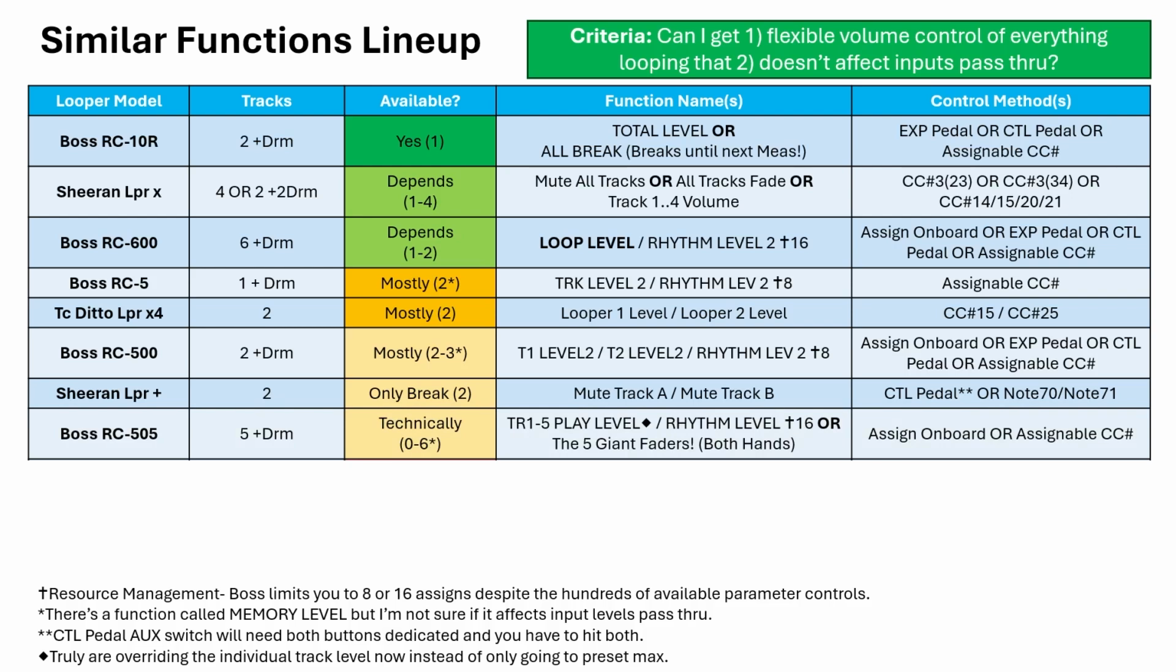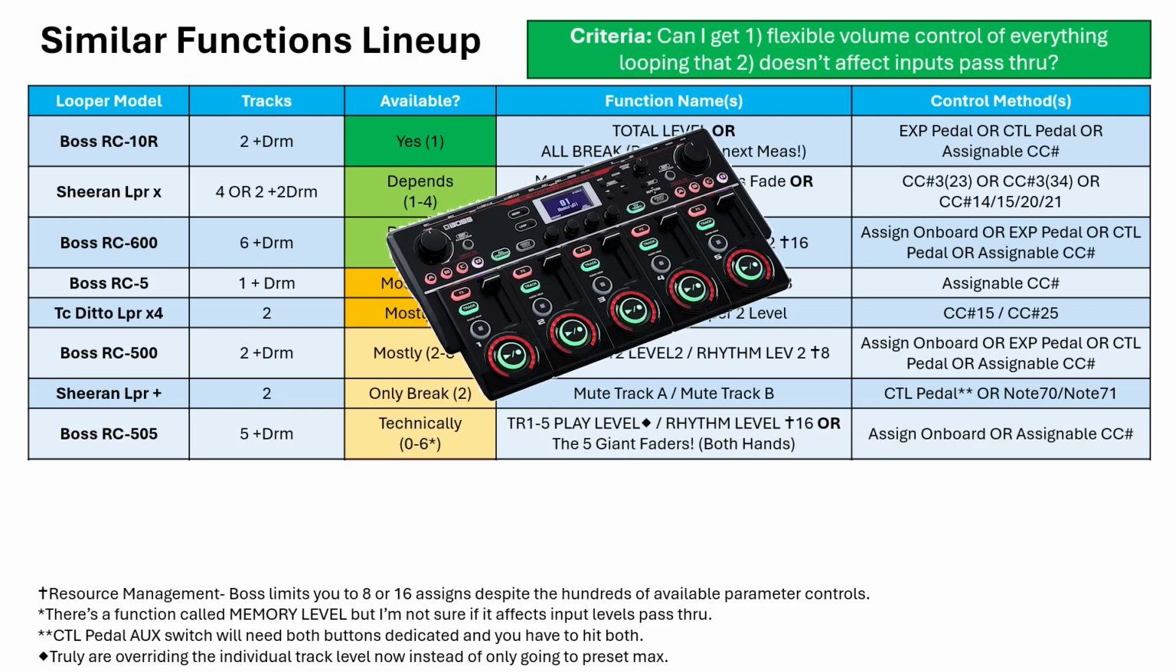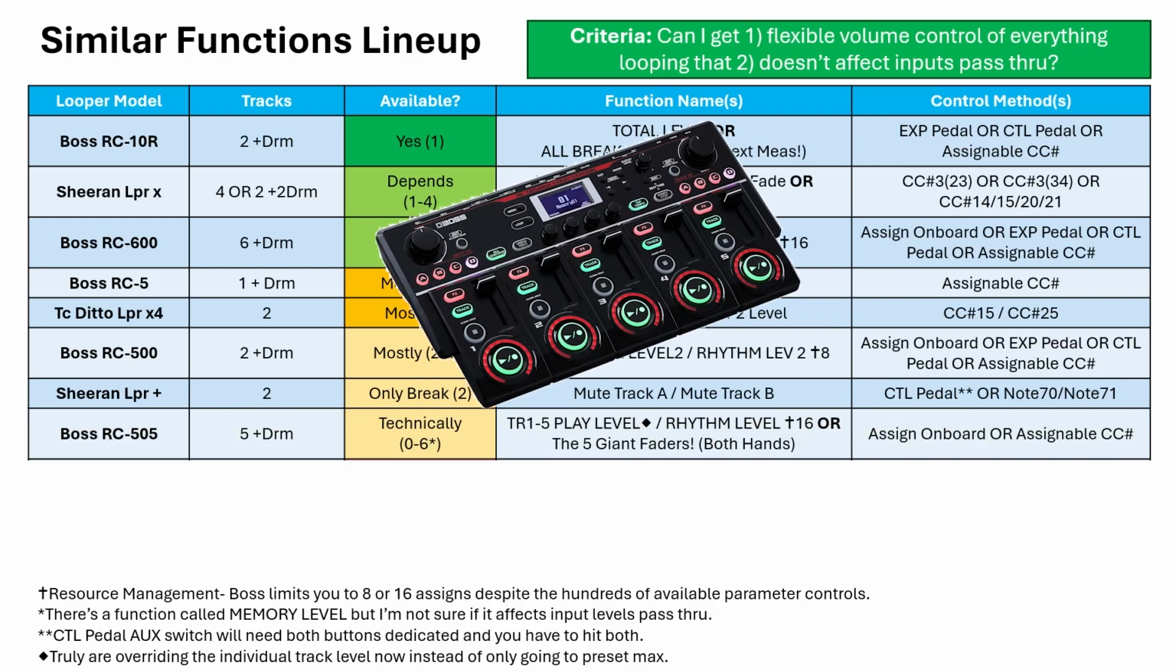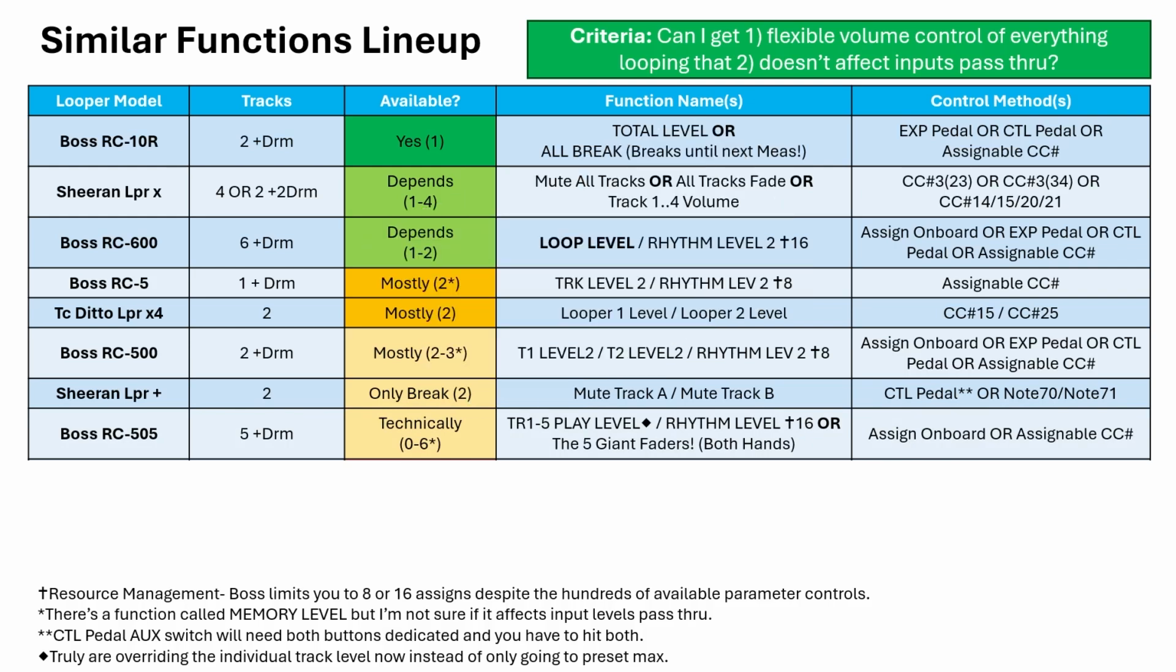Now, somewhat surprising for me was that the Boss RC505 doesn't have a lot of functionality here. It has 5 tracks plus a drum track, and it technically can do it. And I'll explain a couple different ways. So if you want to control all 5 of those tracks plus the drum track, the rhythm section, you've got to send 6 assigns. If you're the kind of person that's recording drums to one of the tracks, then maybe it's only 5. And again, 5 or 6 assigns when you only have 16 total is a really tough pill to swallow.